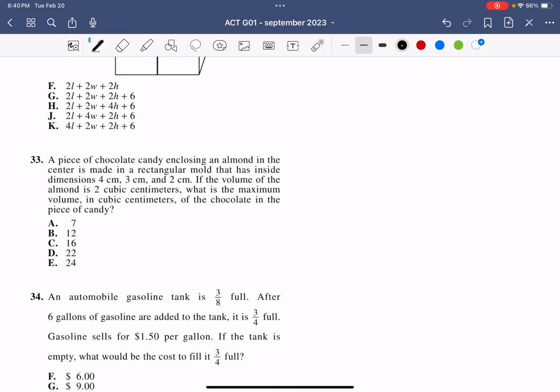Question 33. A piece of chocolate candy enclosing an almond in the center is made in a rectangular mold that has inside dimensions of 4, 3, and 2. If the volume of the almond is 2 cubic centimeters, what is the maximum volume of the chocolate of the piece of candy? So the key here is that it is a rectangular mold or rectangular solid.